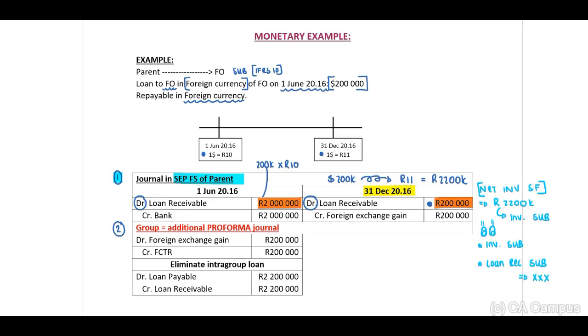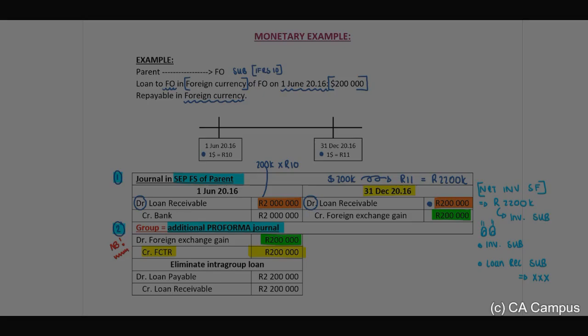Now, for group purposes, there will be an additional pro forma journal entry. We need to transfer the foreign exchange gain of 200,000 in our group, guys. Remember, we need to take this out, and we need to transfer this to our FCTR account. And this is an additional pro forma journal entry that you need to remember when the requirement indicates that you need to include your pro forma journals. And you need to remember to eliminate your intra-group loan in our group.